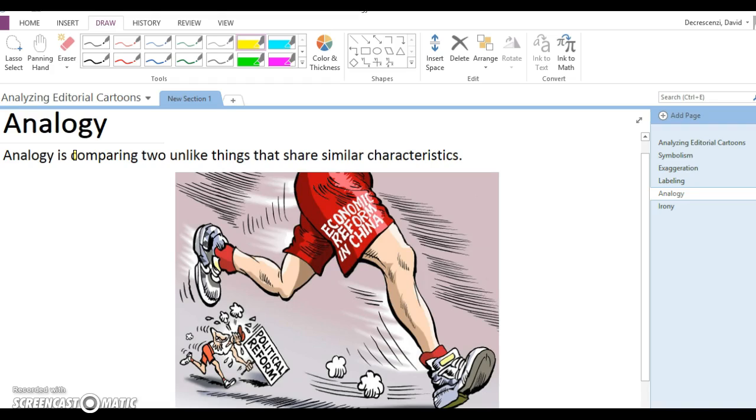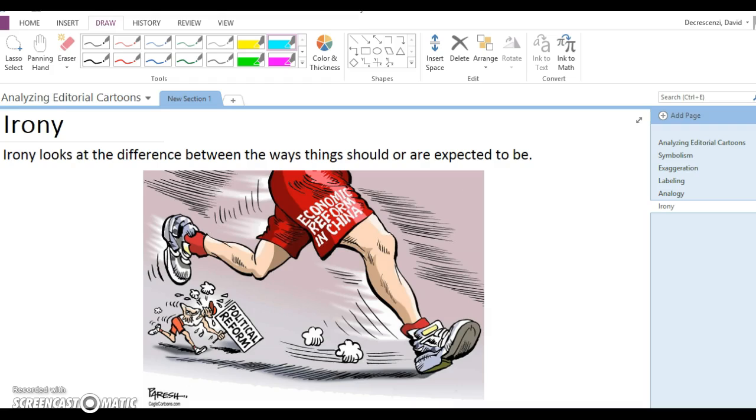Another element or technique an editorial cartoonist might use is analogy. It is comparing 2 unlike things that share similar characteristics. If we look at the cartoon below, we can see that the slow pace of political reform in China is compared to the slow trot of the runner down here. This is the analogy that the cartoonist is making in this editorial cartoon. The final technique an editorial cartoonist might use is irony. It looks at the difference between the way things should or are expected to be.